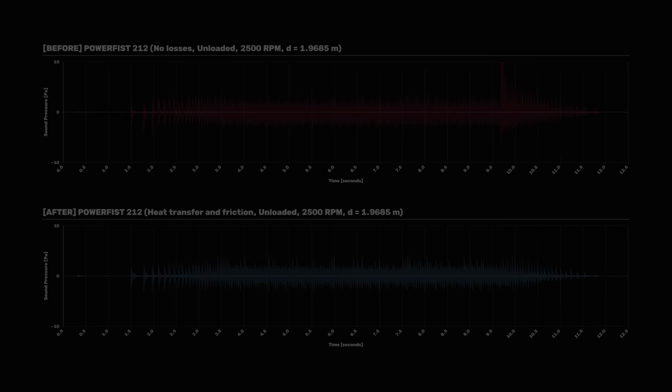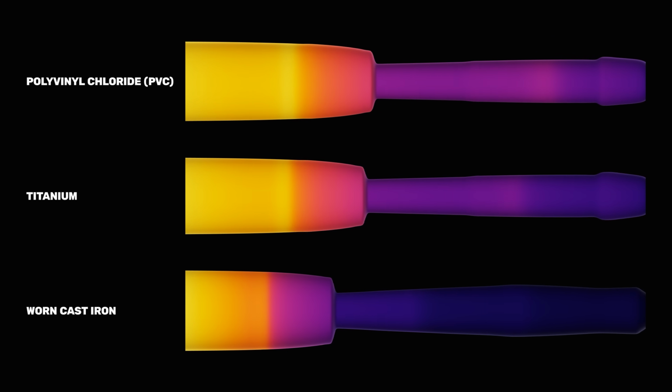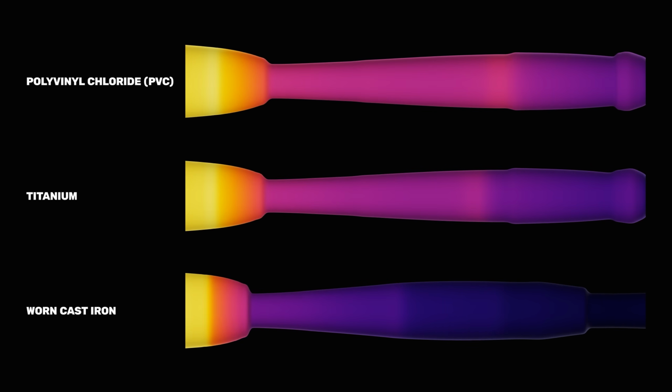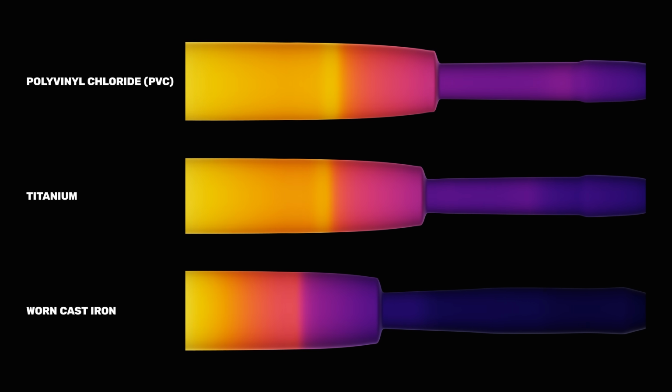The simulator is also capable of handling different materials with different heat conductance properties, and even the surface finish can be specified, which can be used to model things like cast iron manifolds.